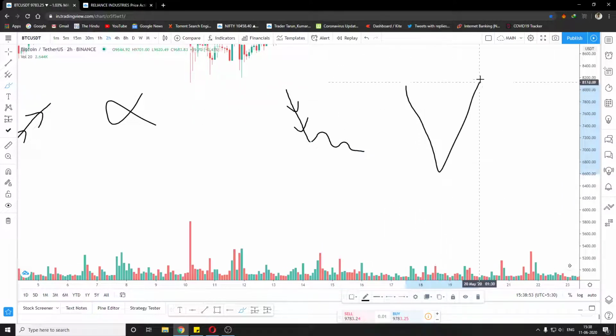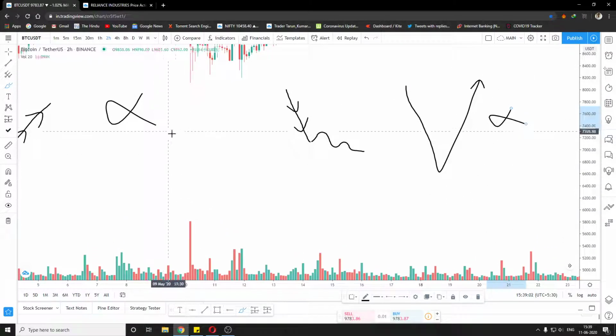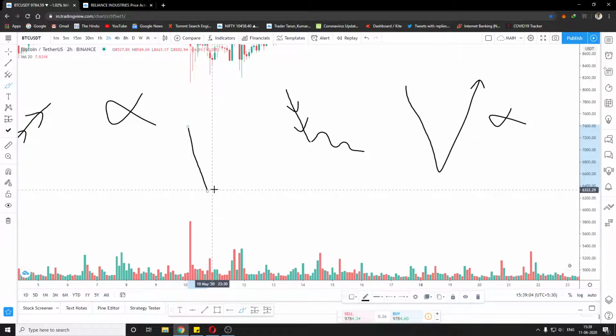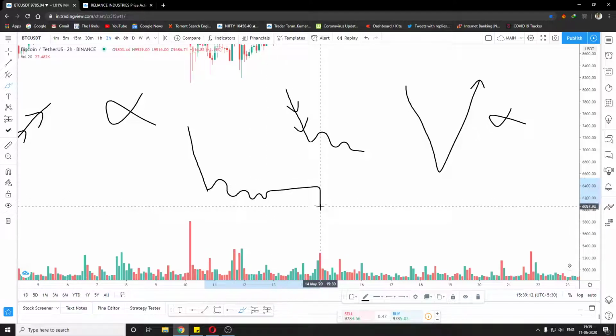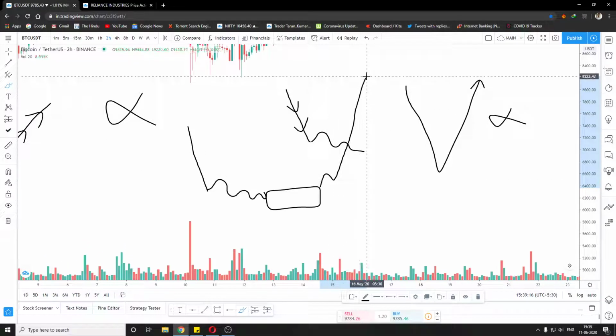It will never do something like this. V-shape recoveries are very, very rare. We do not bet on these. Usually the market takes time to slow its momentum down. So what it does is start making smaller swings, and then finally we enter the accumulation period, and then we get a breakout, and then we go to the top.